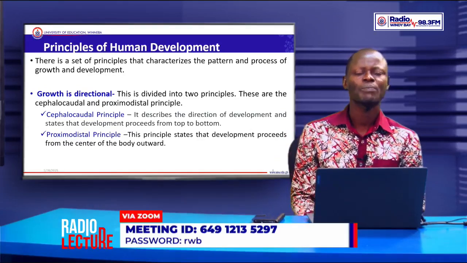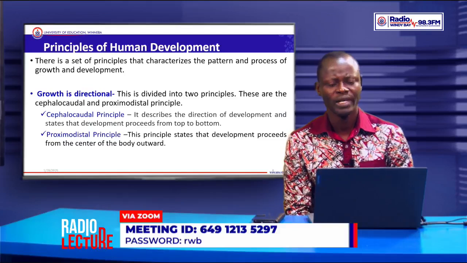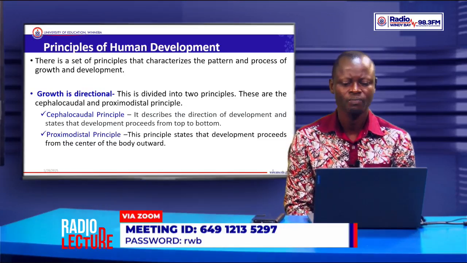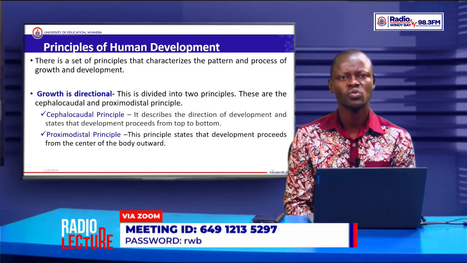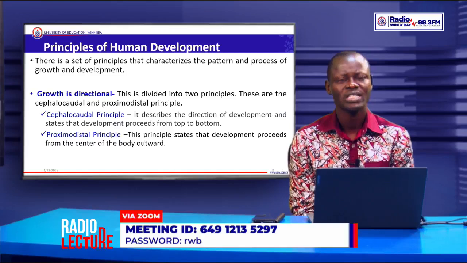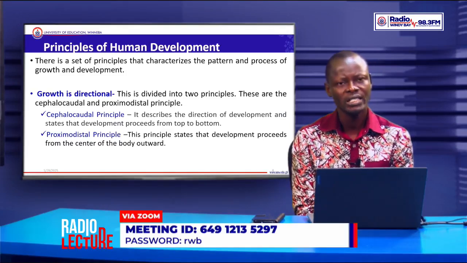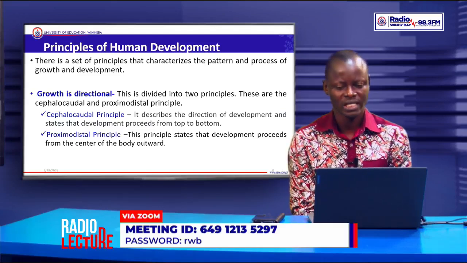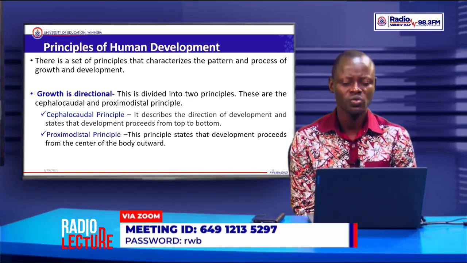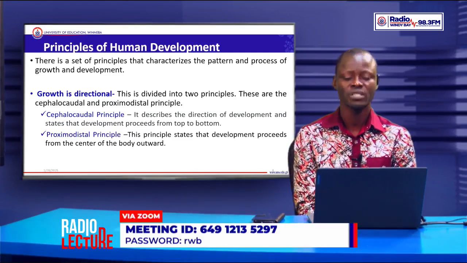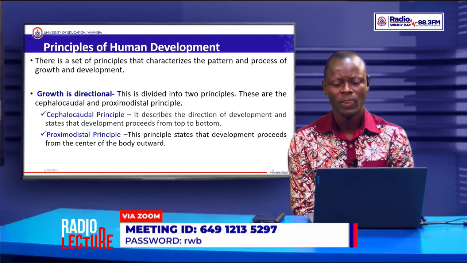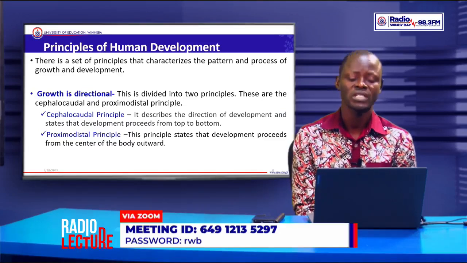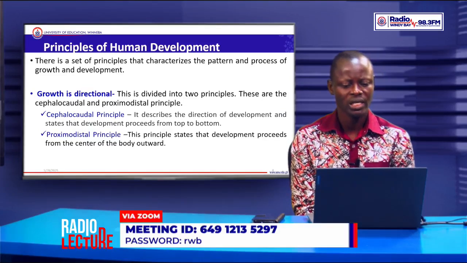We want to look at the principles of human development, which is also very important because these principles are going to guide us to understand how growth and development occur in each individual. The first one we want to look at is that growth is directional, which means that growth is divided into two principles: growth is cephalocaudal and proximodistal.